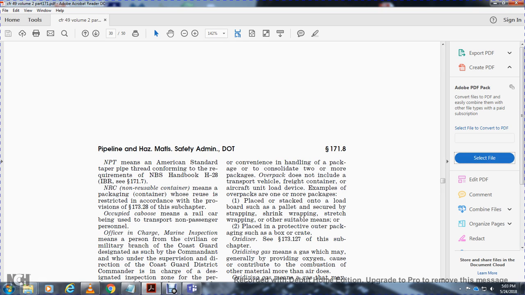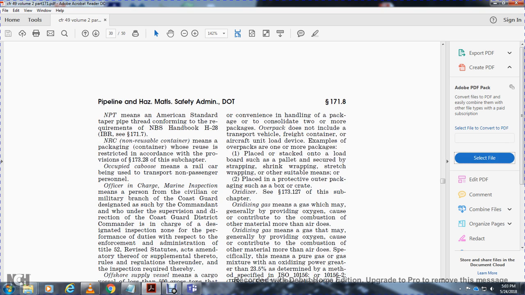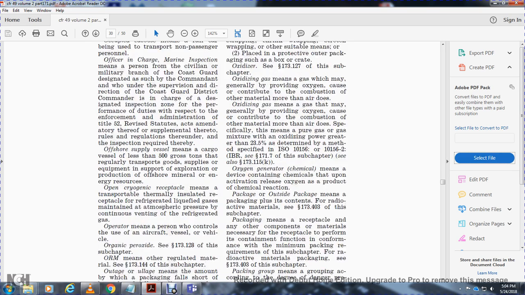Officer in charge of marine inspection means the civilian or military branch of the Coast Guard designated with the search of such, with the command, or under the supervision or direction of the Coast Guard district commander in charge of the designated inspection zone for the performance of the duties, respectively, as informants administrator of Title 52 of the Revised Statutes, the Act of the amendment, amendatory thereof, supplementary thereto, and the regulations thereunder, and inspection required thereby.